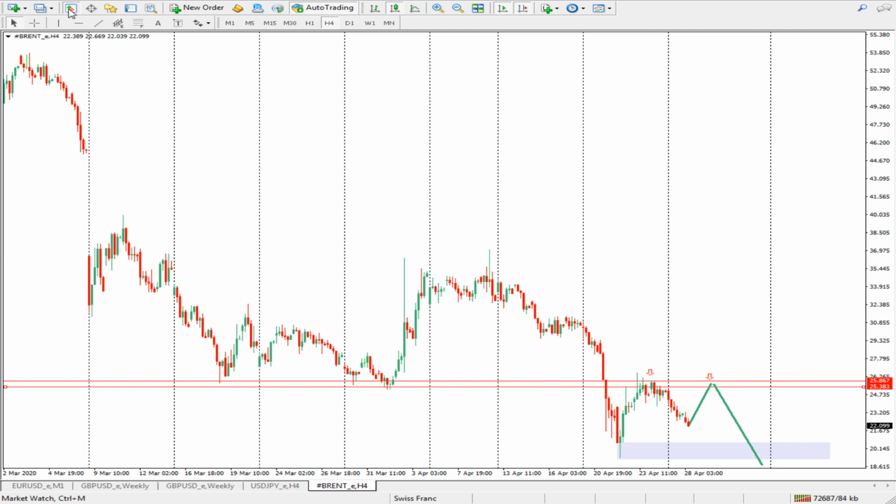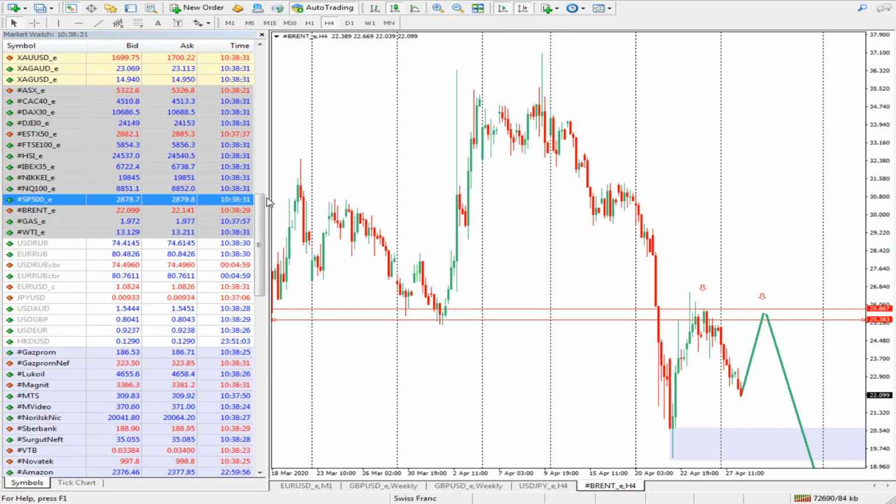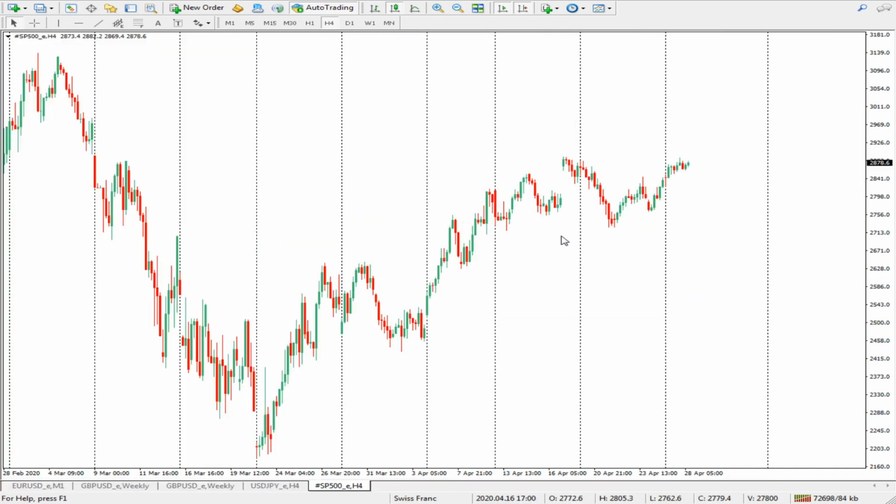Let's move to the next symbol. We have SP500. This is upwards. We've seen price continue to the upper side. We are currently approaching a resistance around this level here.